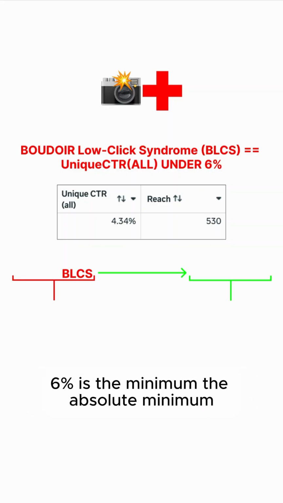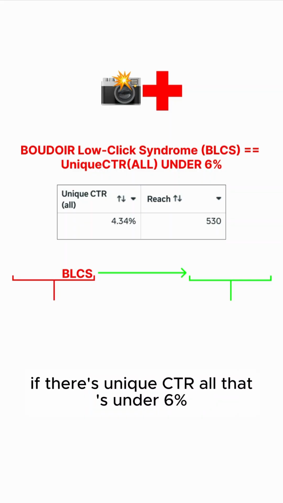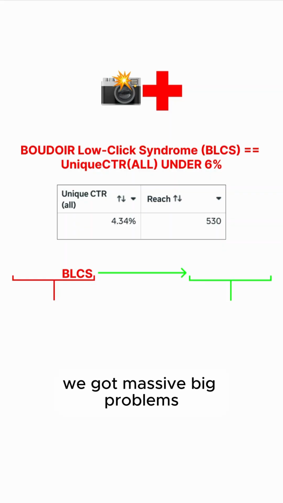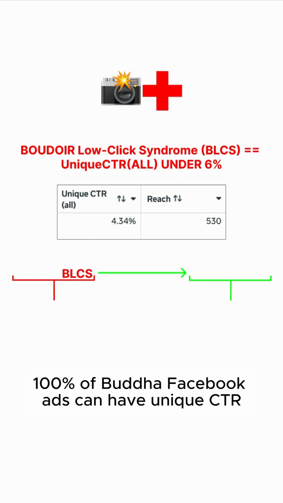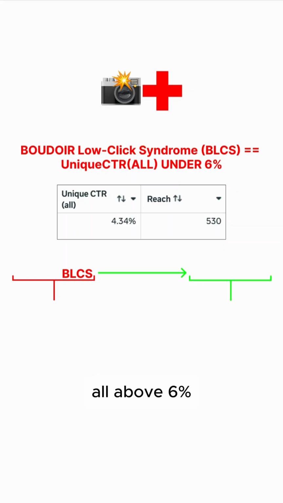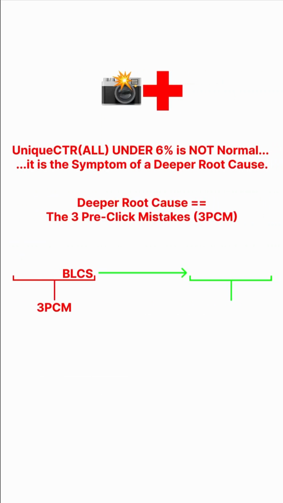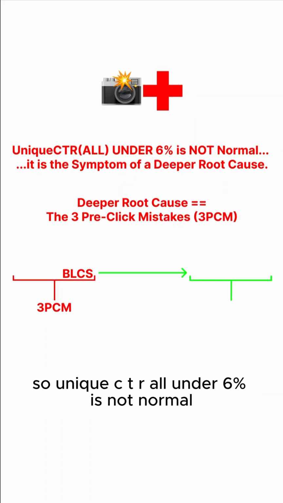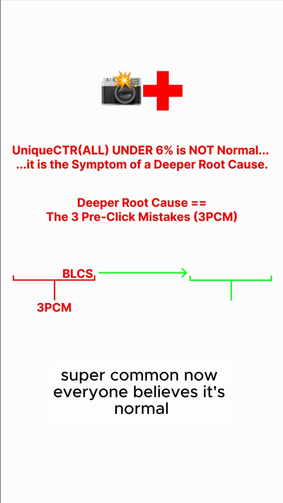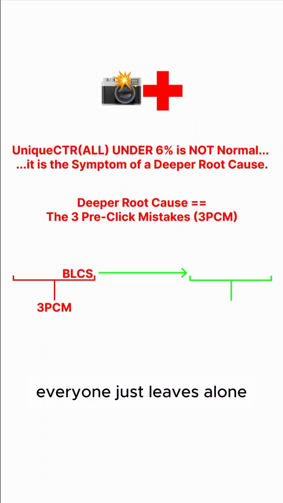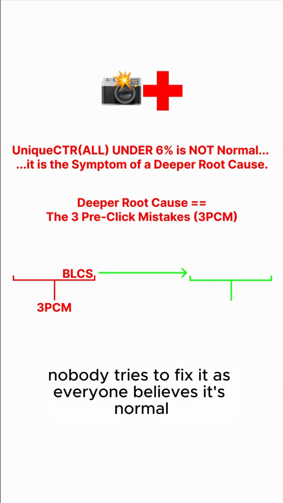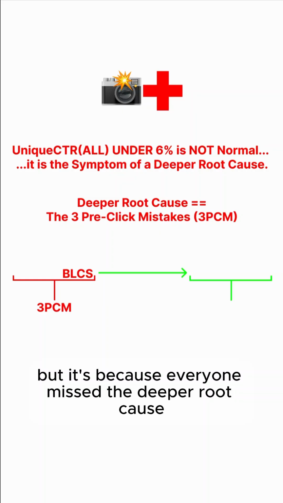6% is the minimum. The absolute minimum. If there's a unique CTR that's under 6%, we've got massive big problems. 100% of Boudoir Facebook ads can have a unique CTR above 6%. So unique CTR under 6% is not normal. Super common though. Everyone believes it's normal. Everyone just leaves it alone. Nobody tries to fix it, as everyone believes it's normal, but it's because everyone missed the deeper root cause.